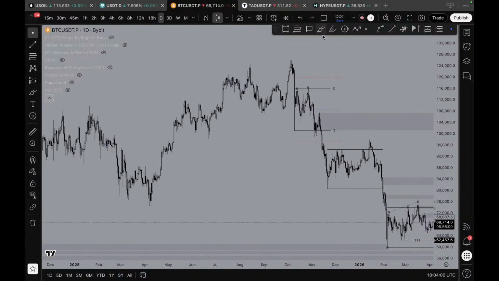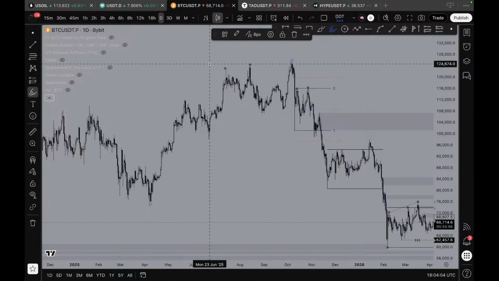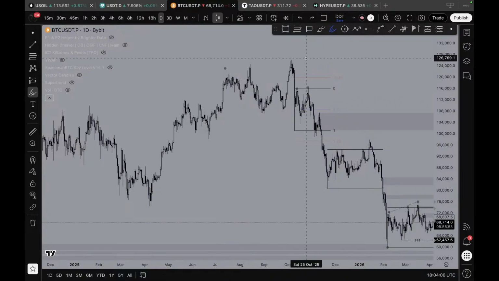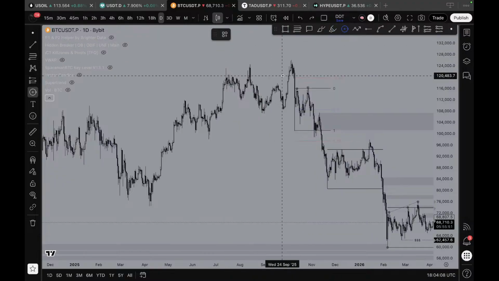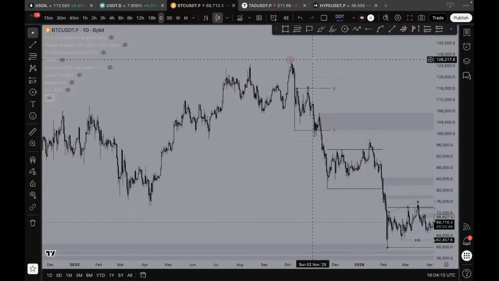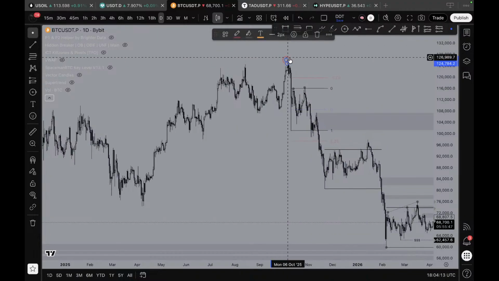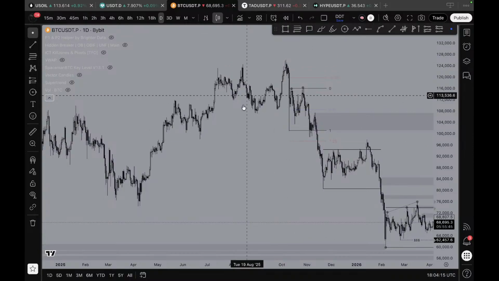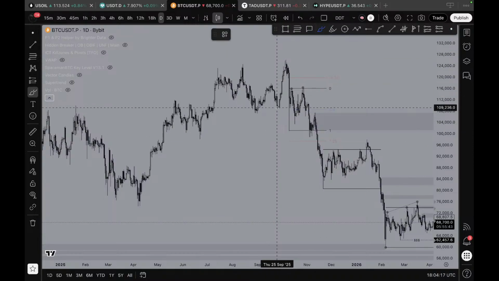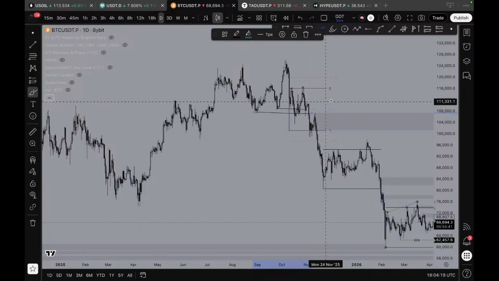But if we look at what happened at the top, we had like 1, 2, 3. So a model 1 distribution, which marked the top of the current cycle, which is around 126K. And then we started moving down, where we broke internal structure here and then main structure eventually there.